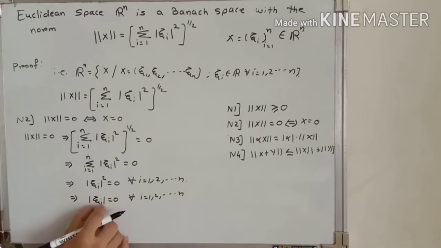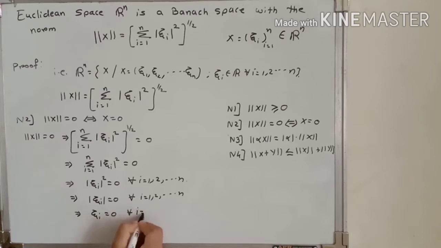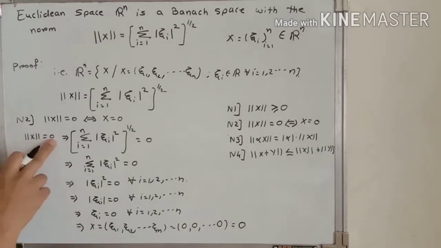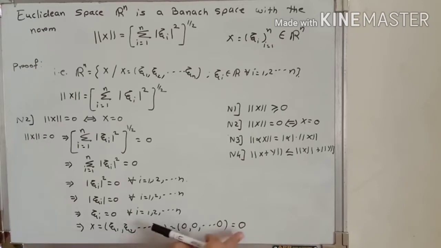Now the absolute value equal to 0 implies that ξ_i = 0 for all i = 1 up to n, and therefore each ξ_i is 0. It implies that x is equal to the sequence ξ1, ξ2 up to ξn. Now here ξ1 = 0, ξ2 = 0 up to ξn = 0, and therefore we write x = (0, 0, up to 0), and therefore x is itself 0. We start with norm of x equal to 0, and it implies that x = 0.